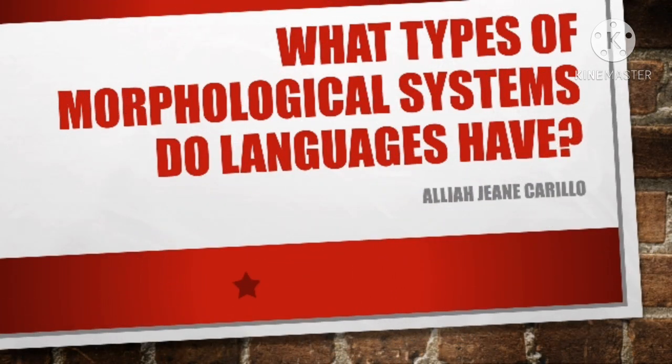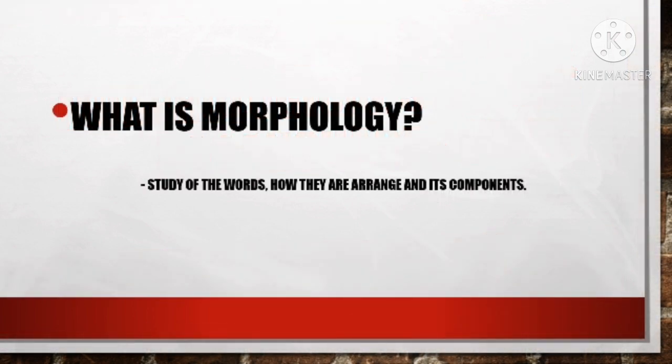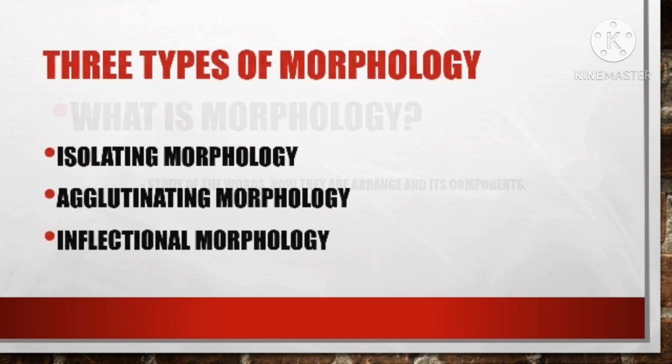What types of morphological systems do languages have? Let's first discuss what is morphology. It is said to be the study of words, how they are arranged, and the components of them. There are three types of morphology: the isolating morphology, agglutinating morphology, and inflectional morphology.